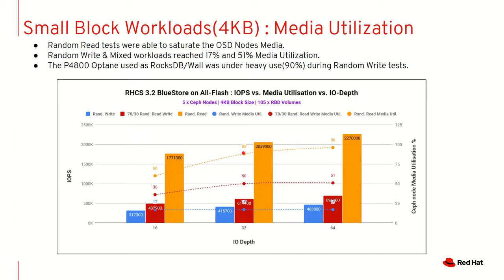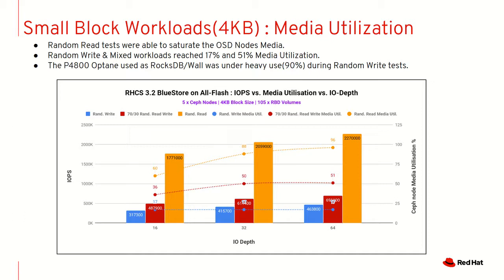The yellow line that we have here is the random read pattern, and as you can see, it has a very high utilization, around 88% with an IO depth of 32 and as high as 96% with an IO depth of 64. Looking into the NVMe disk stats, we could see that the average queue grew very slowly during the duration of the test. So for random read patterns, we have another resource that is limiting the performance of our testing. Random write and mixed workloads have lower media utilization.